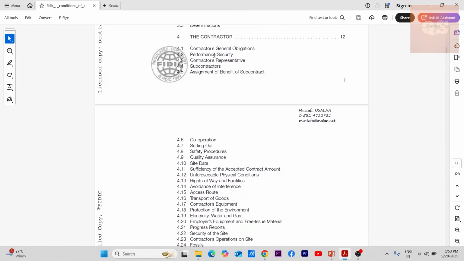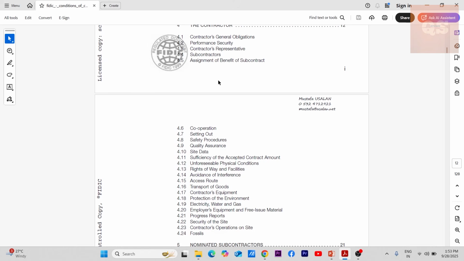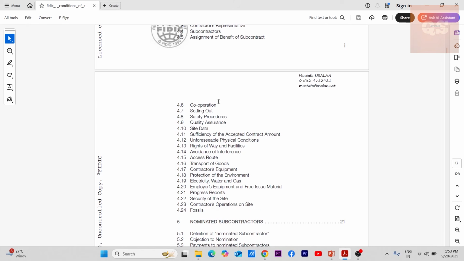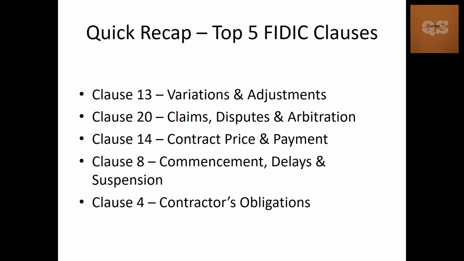If you see clause 4, there are a lot of subclauses: contractor's general obligations, performance security, contractor's representative, subcontractors, assignment of benefit of subcontract, cooperation, setting out, safety procedures, quality assurance, site data, sufficiency of accepted contract amount, unforeseeable physical conditions, rights of way and facilities, avoidance of interference, access route, transport of goods, contractor's equipment, protection of the environment, electricity, water and gas, employer's equipment and free issue material, progress reports, security of the site, contractor's operations on site, fossils.